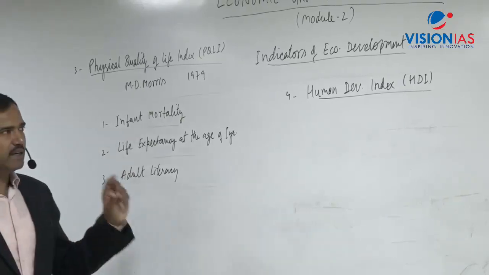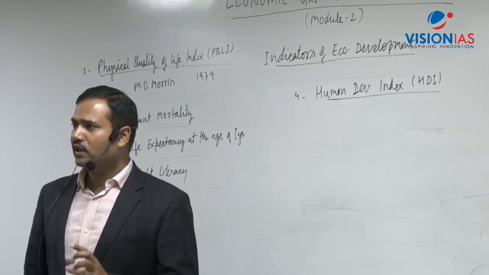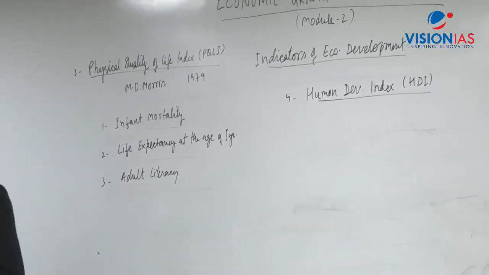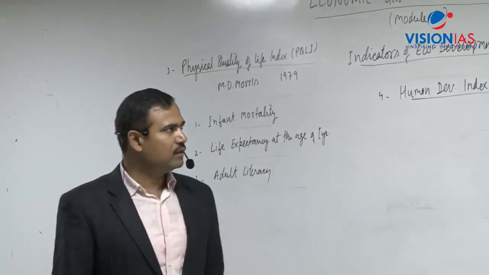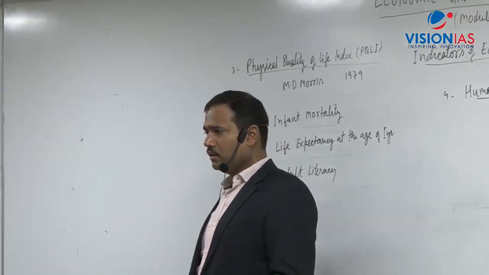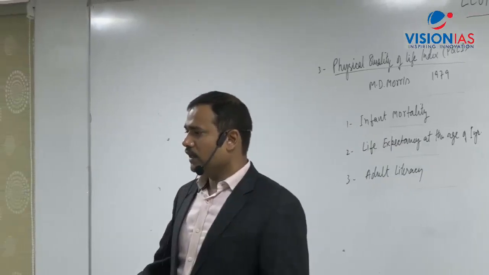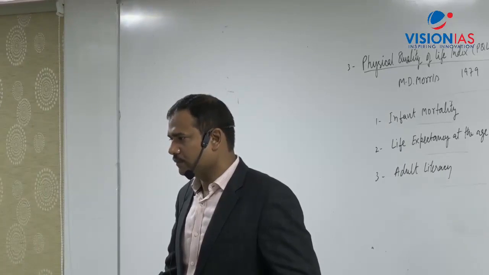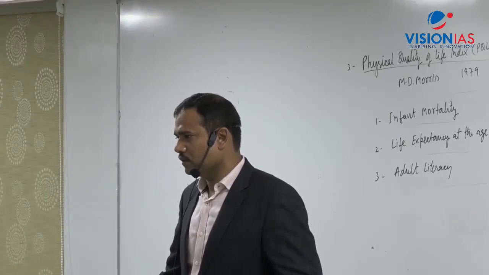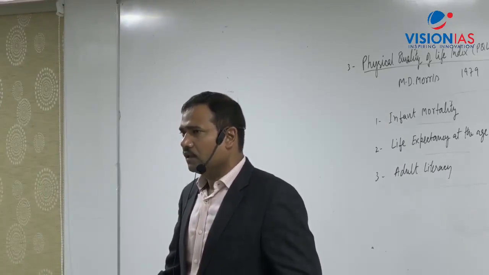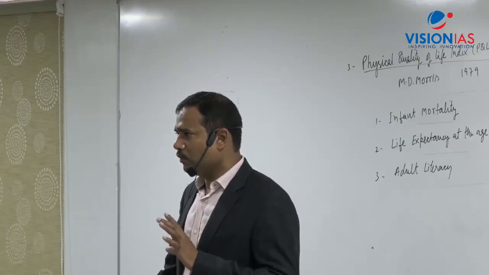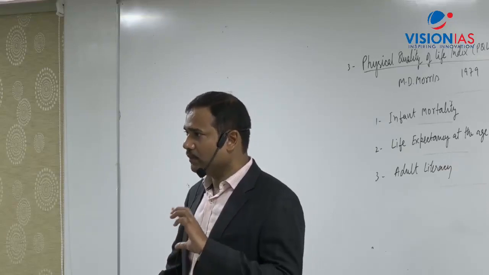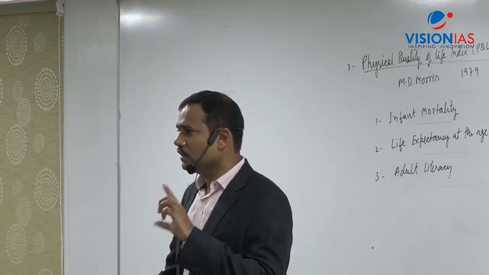Human Development Index, HDI. So you know which agency, which organization developed this? UNDP. To mention this, it was developed by the United Nations Development Program, UNDP, in 1990. And it was developed by a team of economists headed by Professor Mehbub ul Haq. Professor Amartya Sen was a member of that team.